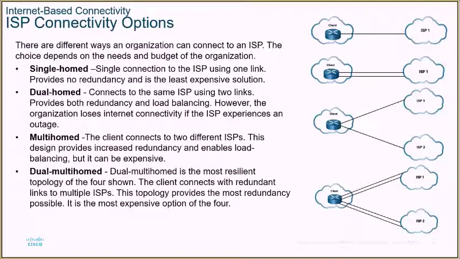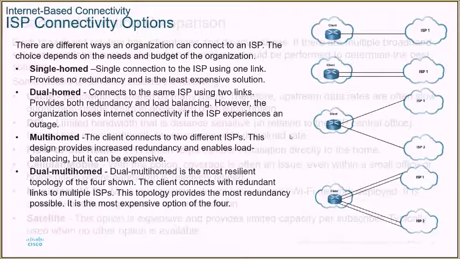And dual multi-homed is the most resilient, so the client connects with redundant links to multiple ISPs. This topology provides the most redundancy possible. It is the most expensive as well. So you've got multiple ISPs, and multiple links to each ISP.